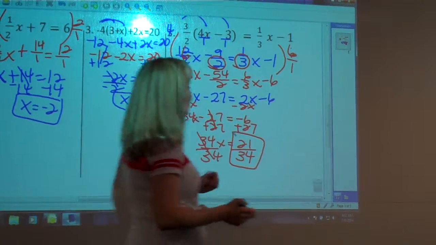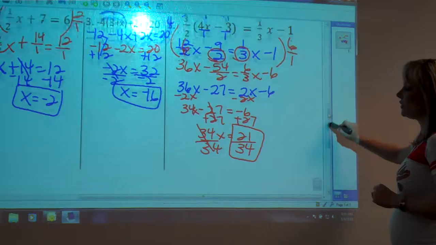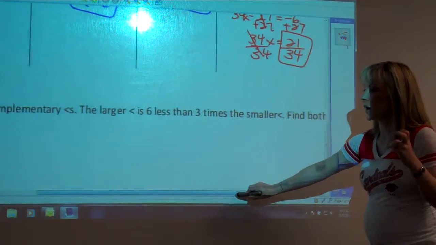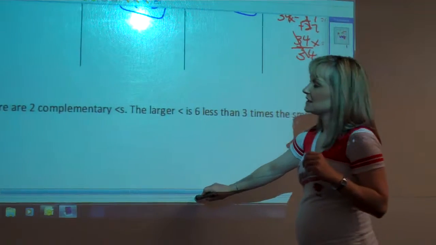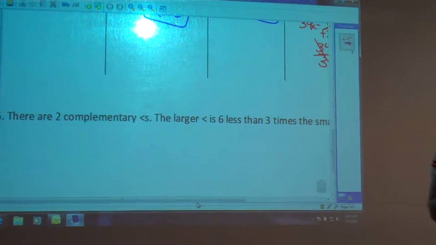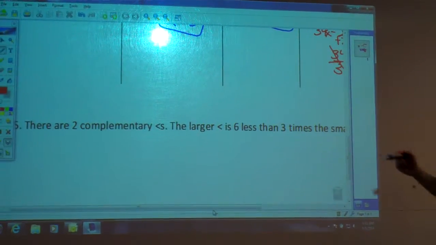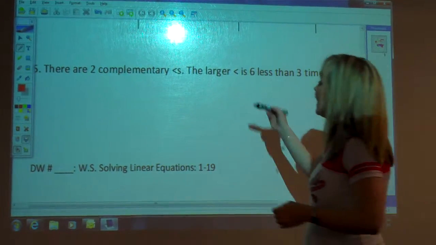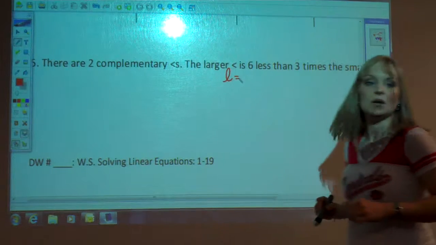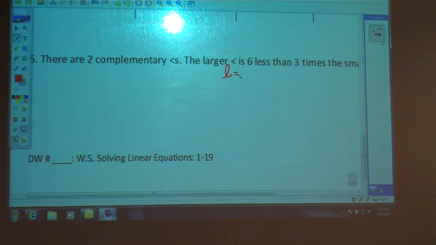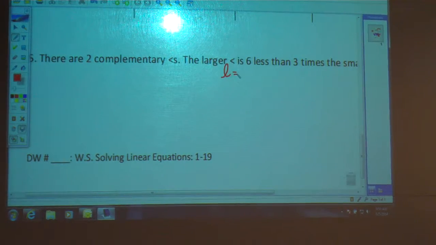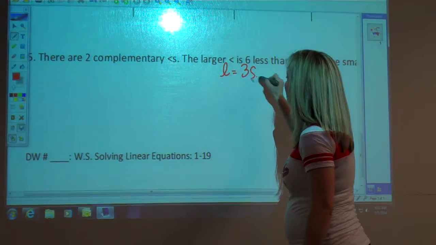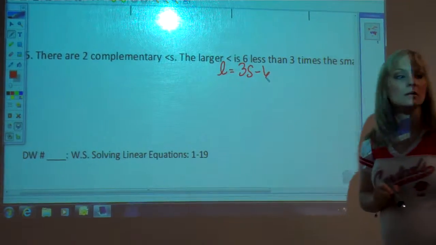Okay? Now I want to do one example here. You are going to have some that, I guess we'll call them word problems. It says there are 2 complementary angles. The larger angle is 6 less than 3 times the smaller one. How would I write that as an equation? The larger one is 6 less than 3 times the smaller one. There you go, 3s minus 6, right?